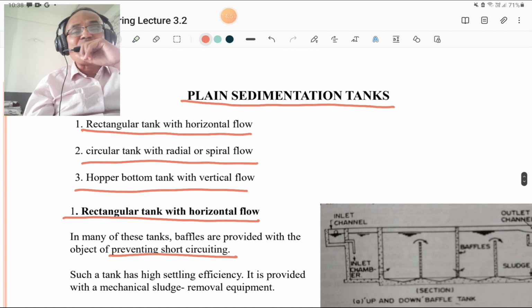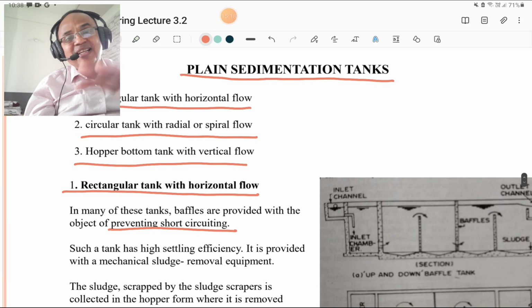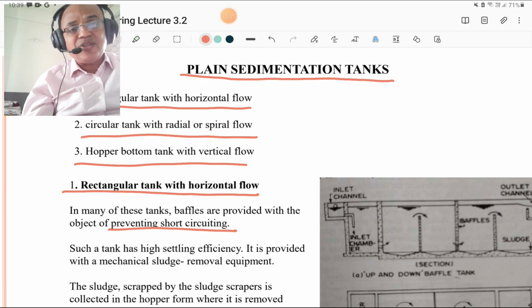Then we are going to discuss the plain sedimentation process. Plain sedimentation tanks are where only gravitational force is dominant: rectangular tank with horizontal flow, circular tank with radial or spiral flow, and the third type of tank is the hopper bottom tank with vertical flow. So horizontal, vertical and spiral flow, and rectangular, circular and hopper bottom, you must know these three different types of tanks and their similarities and differences.